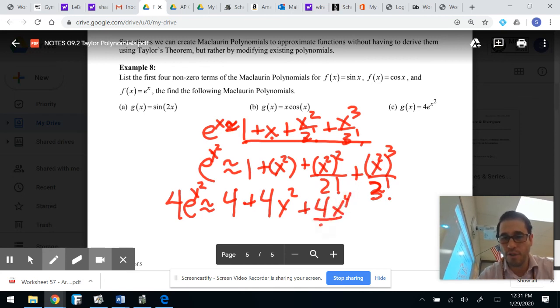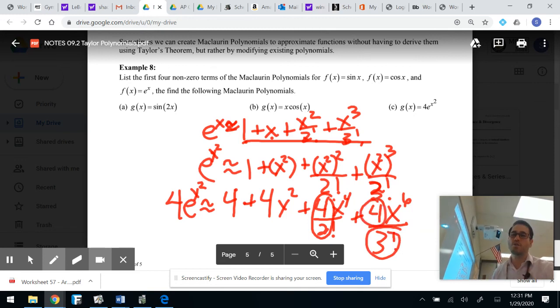x to the 4th over 2 factorial. You could obviously simplify that, and you should. And then my last one would be plus 4x to the 6th all over 3 factorial. And you could actually simplify this too, because 4 has a 2 in it, and so does a 3 factorial.